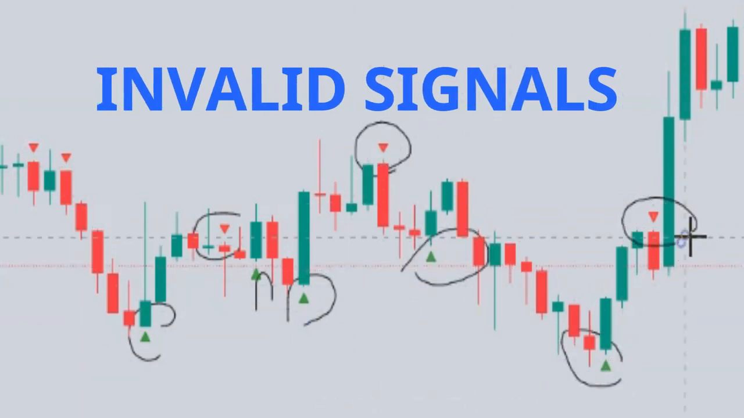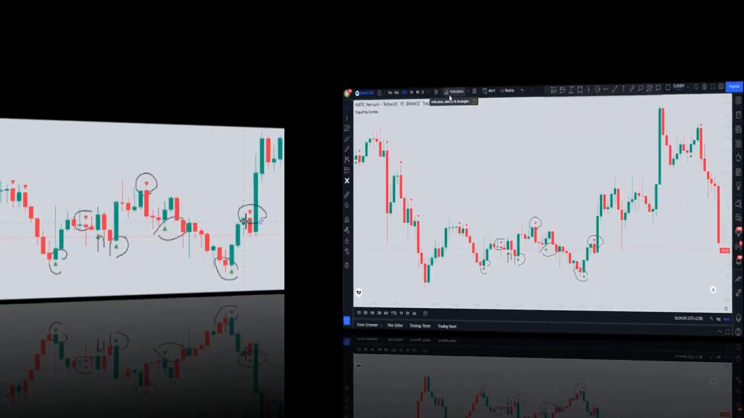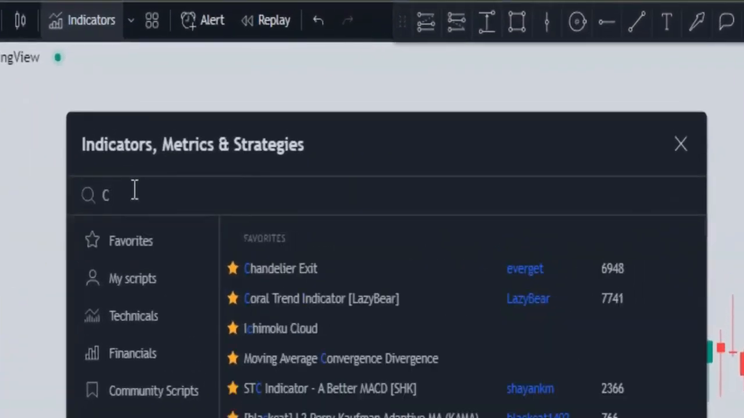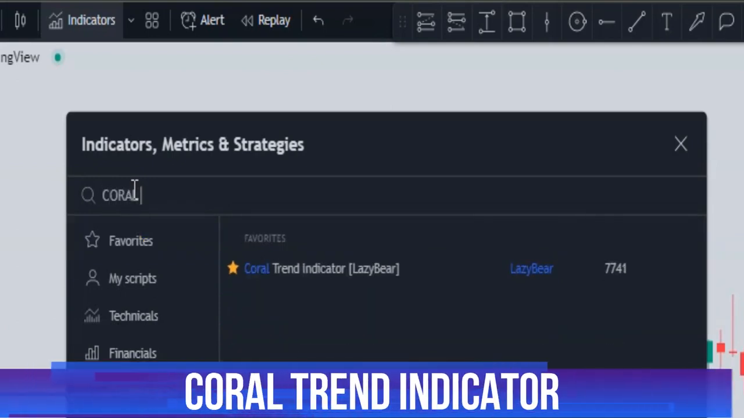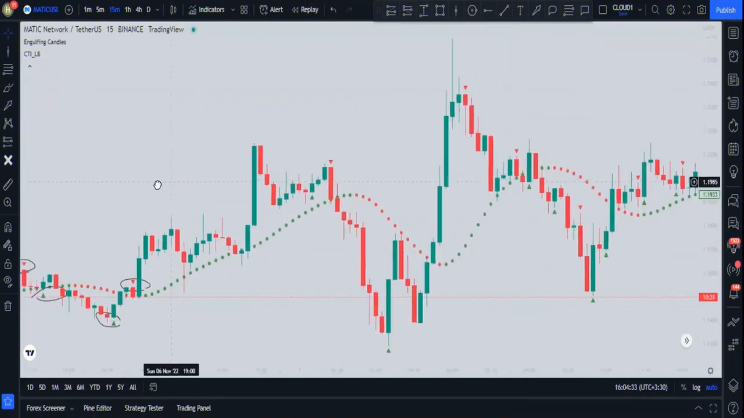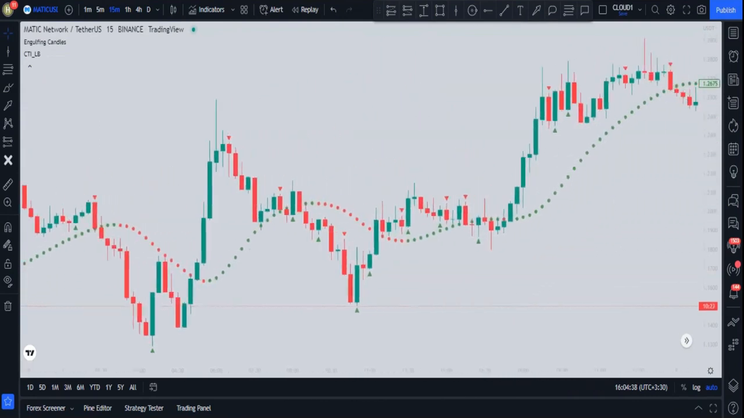So we need to add the second indicator to our setup. Click on the indicators tab and search for the second indicator, which is called Coral Trend Indicator by Lazy Bear. The other name of this indicator is CTI-LB. The indicator consists of a few dots above or below the candles.